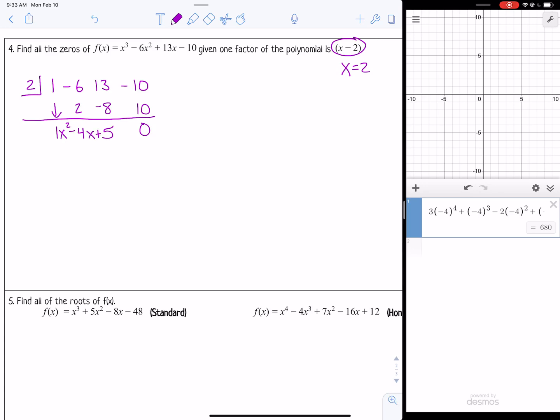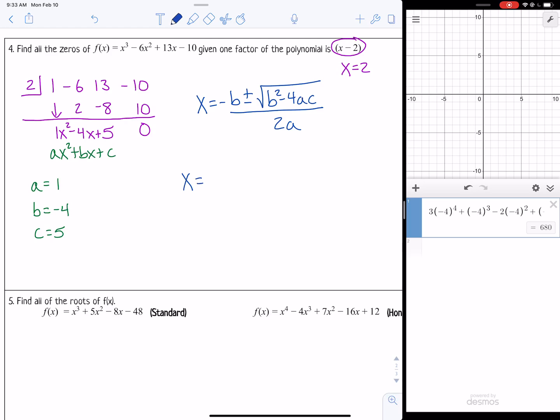So you want to plug this into the quadratic formula. So we would say, since ax squared plus bx plus c is our standard quadratic form, a equals 1, b equals negative 4, and c would equal 5. And then you just want to plug all that into your quadratic formula. So negative b plus or minus the square root of b squared minus 4ac all over 2a. We will not give you that formula, so please come prepared to know the formula by heart.